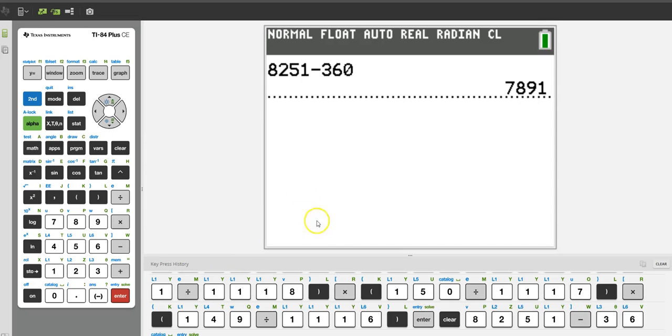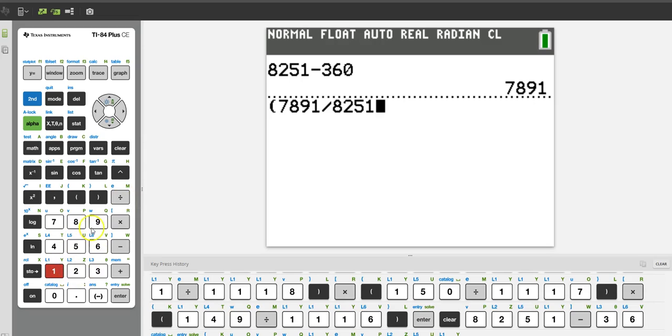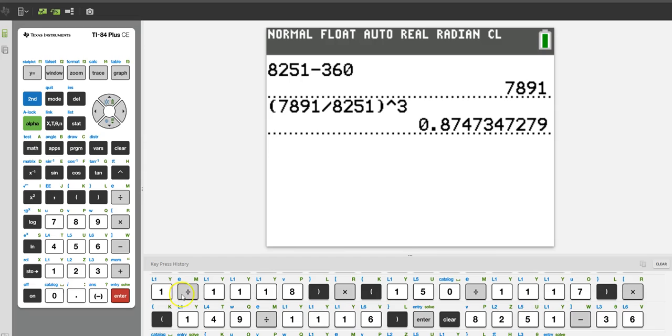Anyway, to get the answer for this one, what I'm going to do is take the number of good ones, 7891, divide it by the total number, which is 8251. And that is going to give me the probability of one good one. And then for 3 good ones, I'm going to raise that to the third power, and I end up with 0.8747. Let's see if they like that number.